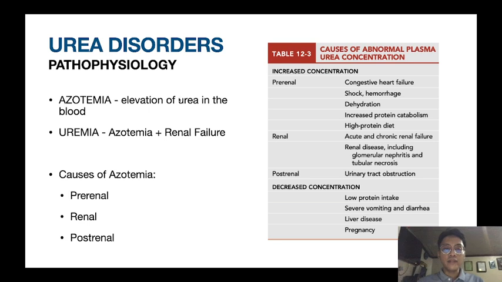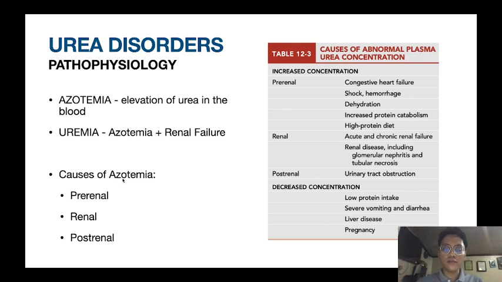So actually, the elevation of urea in the blood is called azotemia. So when you see that word azotemia, that is the elevation of urea in the blood. Okay? And then uremia, 'di ba? You also see this word uremia. Uremia is actually azotemia accompanied by renal failure. So elevation of urea na may renal failure ang patient, that is called uremia. Okay, so azotemia, elevation of urea; uremia, azotemia plus renal failure.